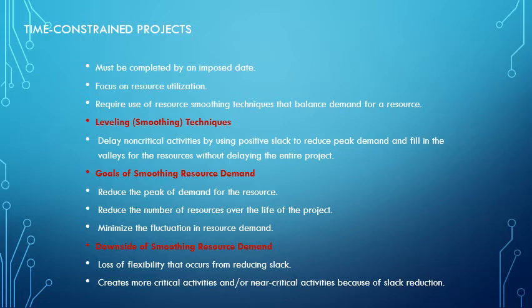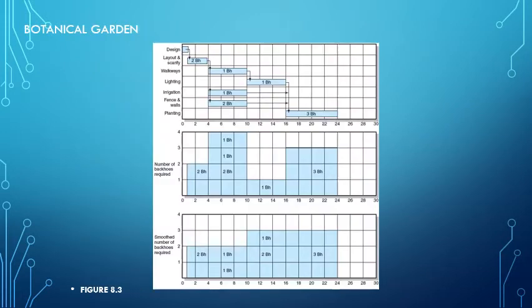The downside of smoothing the resources is we're going to lose flexibility in terms of reducing the slack, and it creates more critical activities. So now we've spread out where things are happening, and before, if they were delayed, we would be okay. Now we don't have that delay time frame to take into consideration.